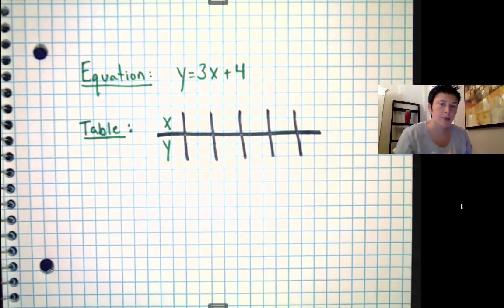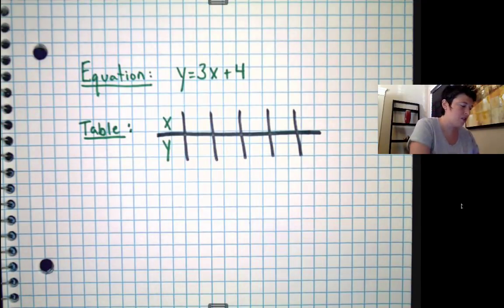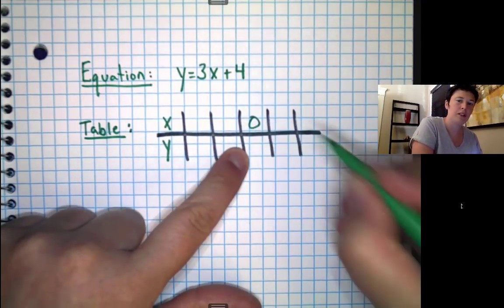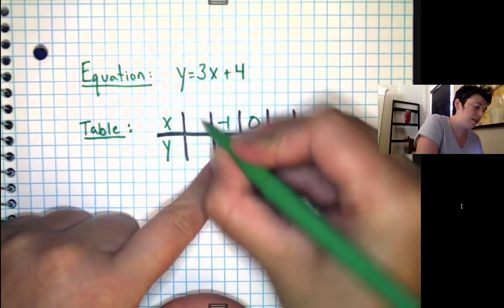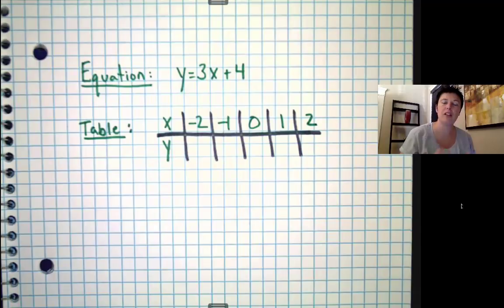Now the numbers I like to put in my table, I like to stick close to 0 because eventually I'm going to be graphing and I don't want to go way out to large numbers. So I like to imagine if 0 was in the middle, I could do -1 and -2, and I could do +1 and +2, and that would be enough numbers for me to graph comfortably. So that's going to be my setup there.